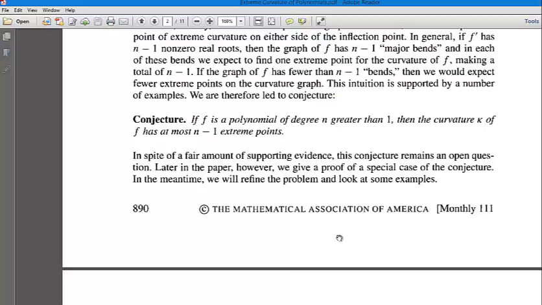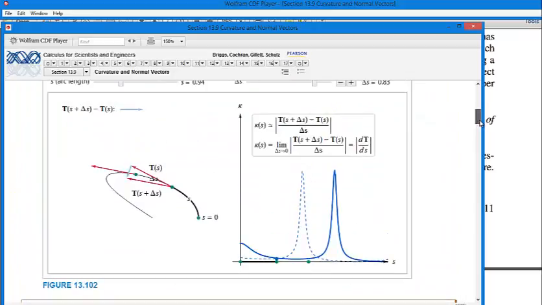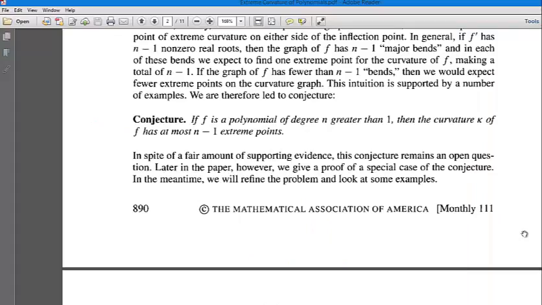What do they mean by that? I'll show you what they mean by that, because you saw a diagram in your book when I was trying to show you guys curvature. See on the right, they're showing you maximum curvature at some place. You see that? Well, if you have a cubic polynomial, I guess what this conjecture would say is that there are at most 2 places where you have maximum curvature happening, right?